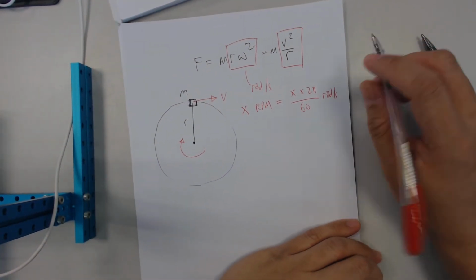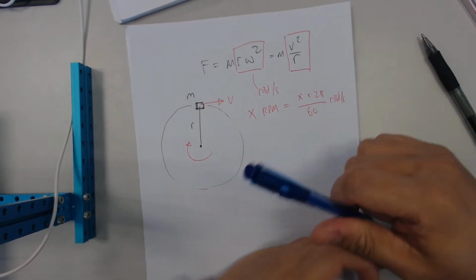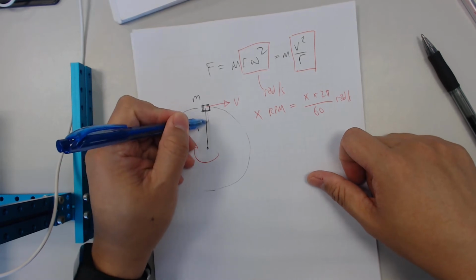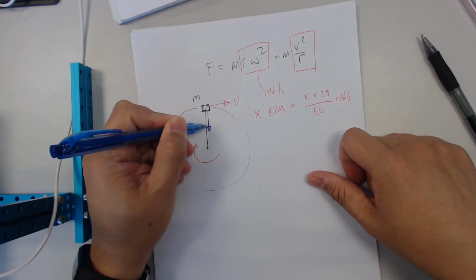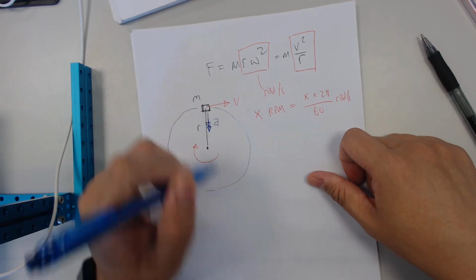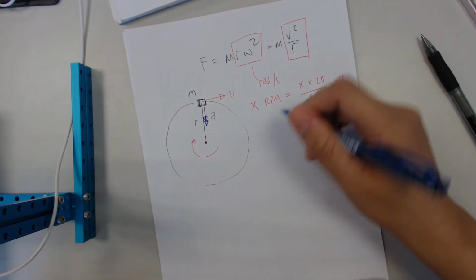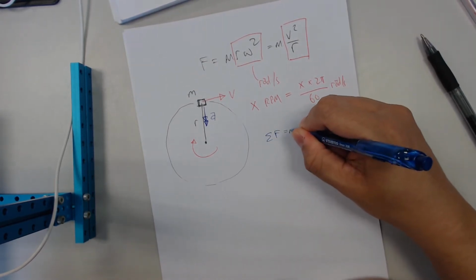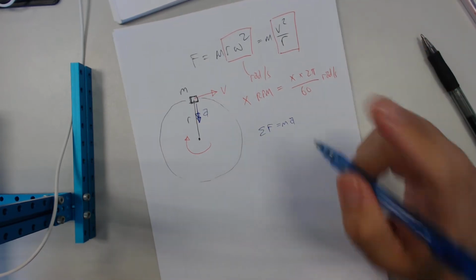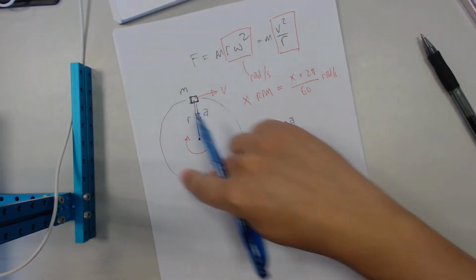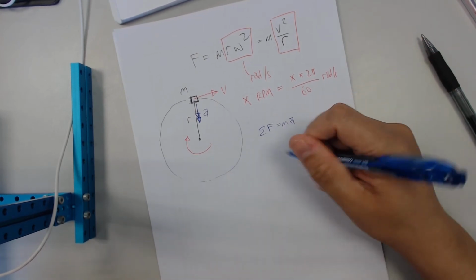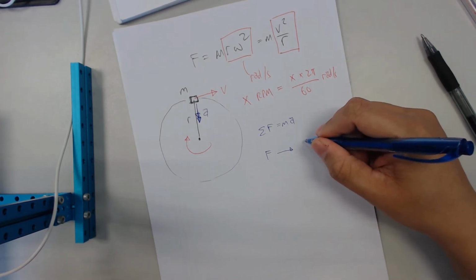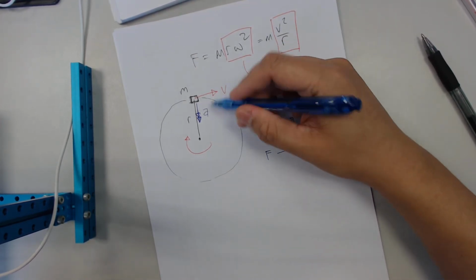So where exactly is the direction of the centripetal acceleration? The direction is towards the center of rotation. So in this case, it is this direction. This is your acceleration. As in Newton's second law, sum of forces equals mass times acceleration. So what this means is that as long as it's undergoing circular motion, there will be a force that contributes to your acceleration that is directed towards the center.